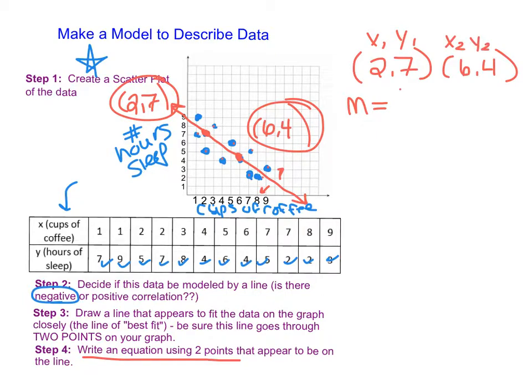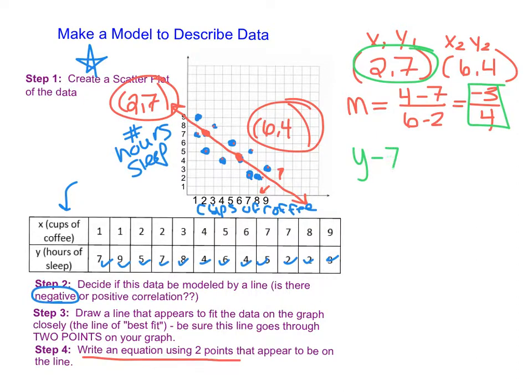So I'm going to take y2 minus y1 over x2 minus x1. So here I have negative 3 over 4 as my slope. And then I'm going to move down a step and write the equation of my line by utilizing 1 point and 1 slope. So I'm going to use this point here and my slope. So I have y minus my y coordinate is equal to negative 3/4 times x minus my x coordinate.